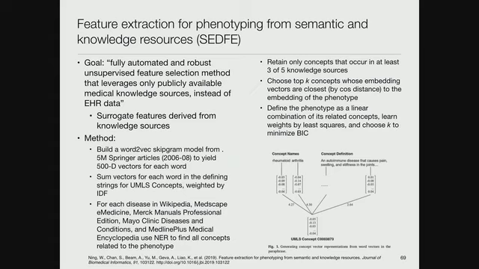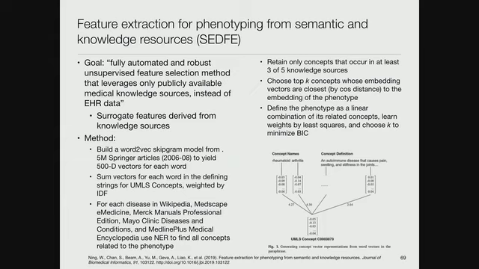So the method that David's group had developed, which we talked about earlier, uses data from electronic health records, which means that you move to different hospitals and there may be different conventions, and you might imagine that you have to retrain that sort of method. Whereas here, the idea is to derive these surrogate features from knowledge sources. So unlike that earlier model, here they built a word2vec skipgram model from about 5 million Springer articles. So these are published medical articles, to yield 500 dimensional vectors for each word.